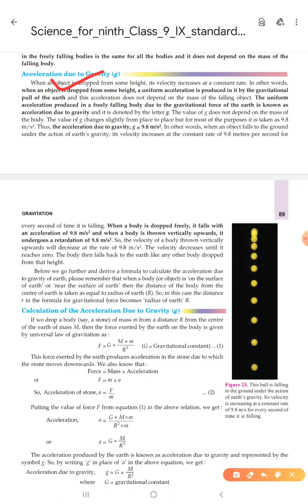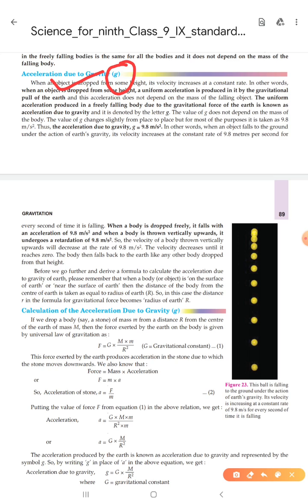From the name it is clear that this acceleration comes just because of the gravitational force, and this term is always denoted by small g. Many students ask what is the difference between capital G and small g. This is the very first difference: capital G is the universal gravitational constant, a fixed number, and small g is an acceleration, acceleration due to gravity. So we have to discuss this term today.